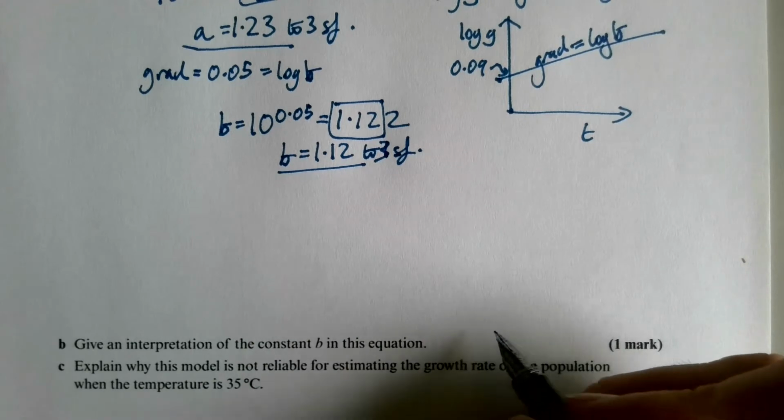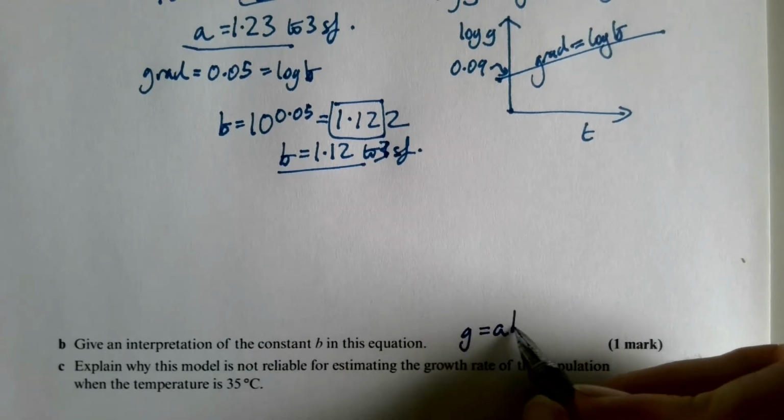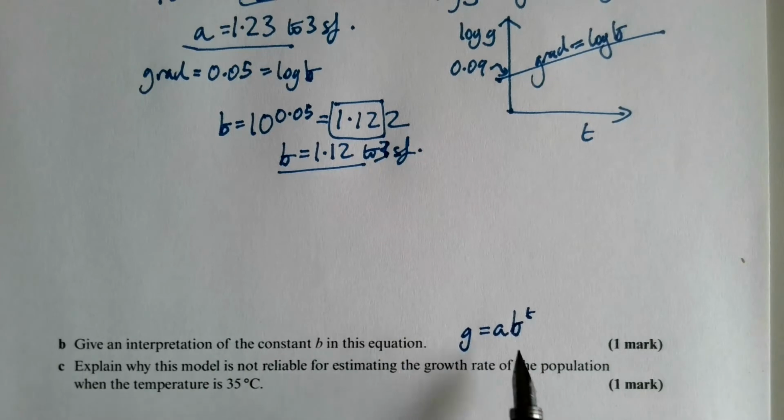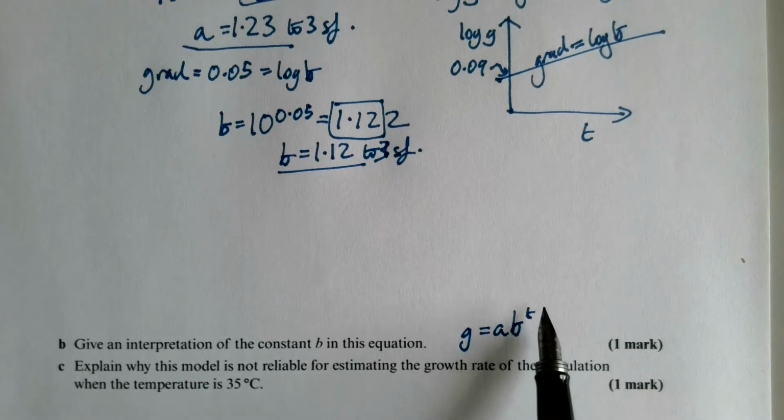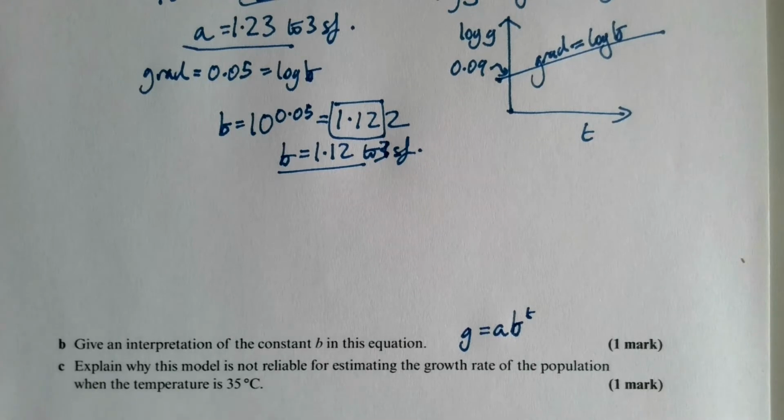So finally, as an interpretation of the constant b in this equation, they're saying that it's g equals a b to the power t. So what that means is that the rate of change is governed by this, isn't it? Because it's this to the power. So b is a measure of the rate of change for each degree of temperature.